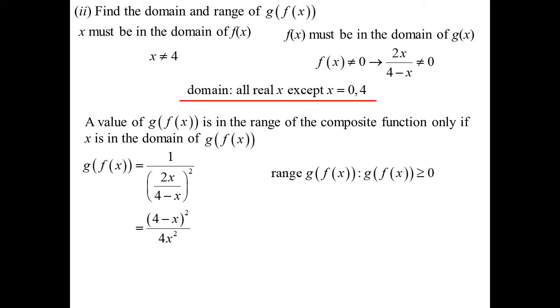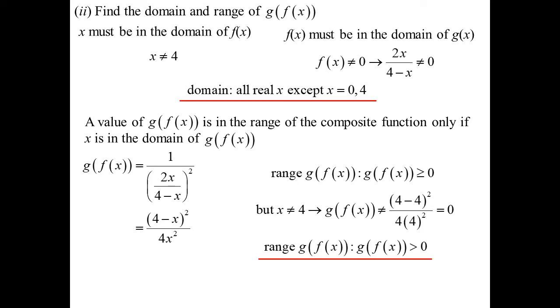But hang on a sec, we said, back up there, you'll see we said x can't equal 4. Well, what do we get if we did substitute in 4? We'd get the answer 0. Well, that means I can't produce the answer 0. So it has to be excluded from the range of our composite function. So it now becomes just greater than 0.